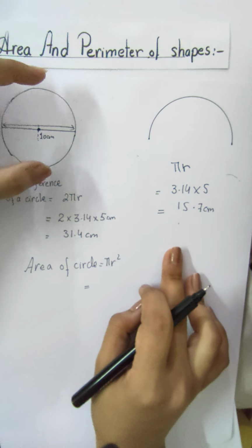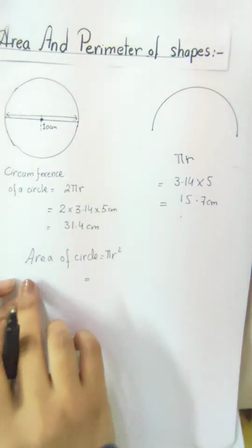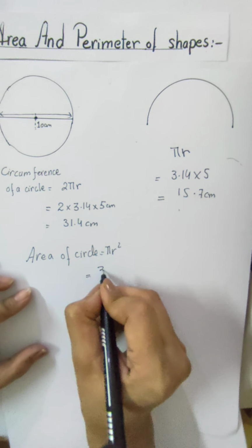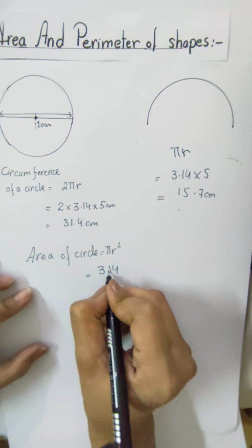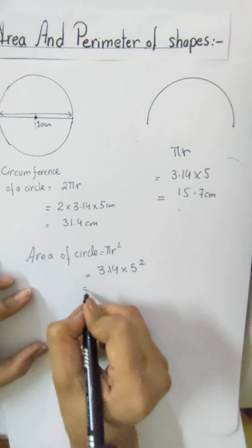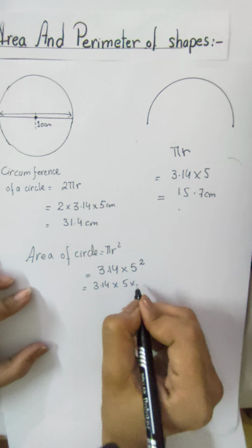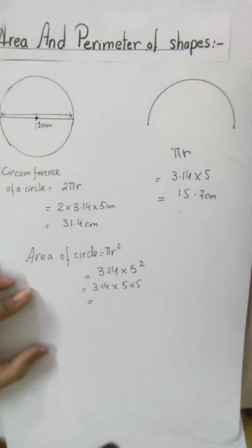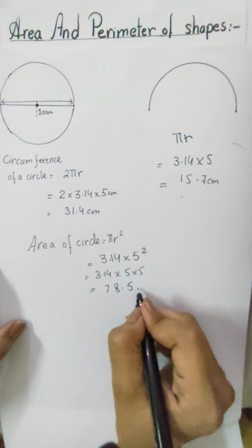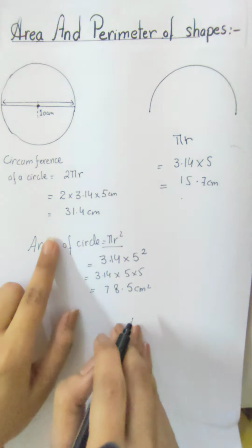Now we will find out the area of this circle and the area of the semicircle step by step. The area of a circle is pi r square. Now we will put the values. The value of pi is 3.14 and the value of r is 5 squared. We know that 5 squared means 5 multiplied by 5, and the desired answer is 78.5 centimeter square. With the help of this formula you can find the area.